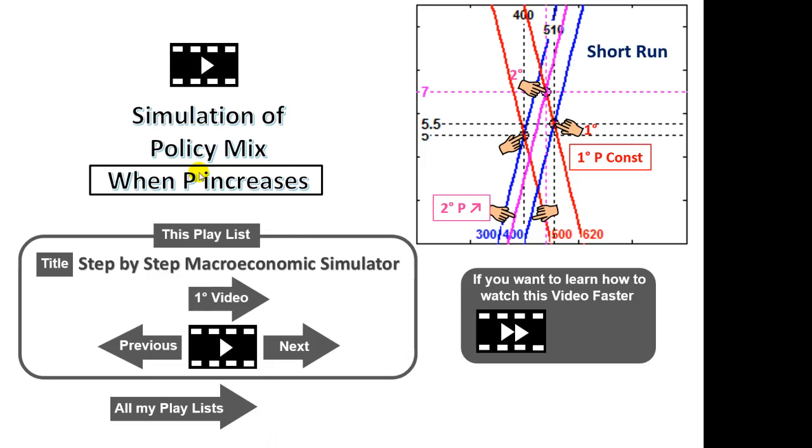This is what we are going to see in this video: the second effect when P increases. We will go from here to here. Okay? Let's get started.